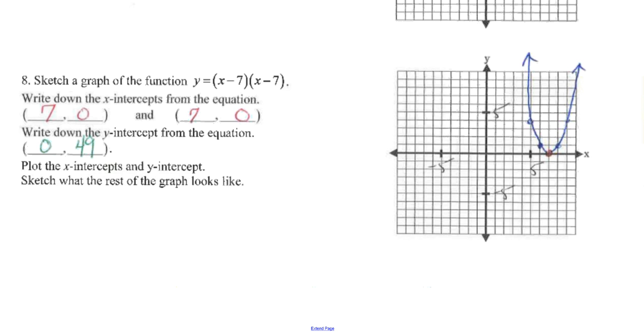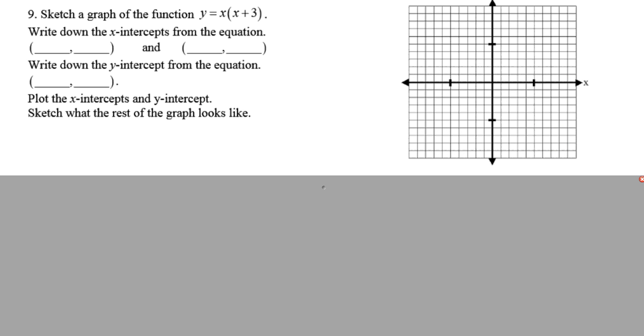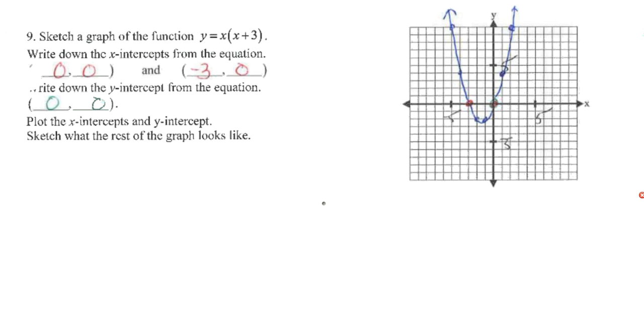All right, we had one more function to look at, which was y equals x times the quantity x plus 3. So again, we could find the x-intercepts and the y-intercepts to get 3 good points on our parabola, and then use some technology if we need to complete the rest. Our x-intercepts would be at negative 3, 0, and 0, 0. And our y-intercept would also be at 0, 0.